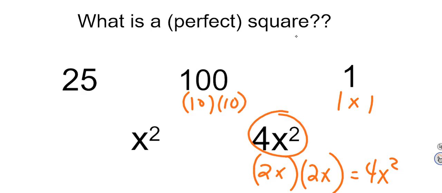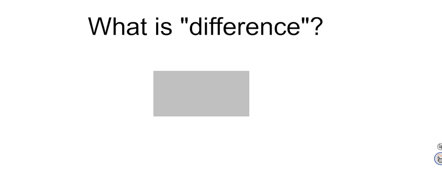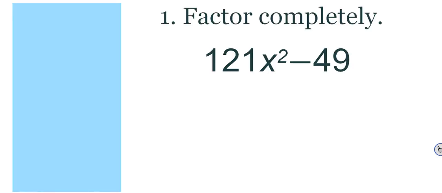All right, so now we know what they mean when they say the square part. And what is difference? It's just subtraction. It's just a minus sign. So let's go ahead and do these. Factor completely. So we have to double check. We've got a minus sign, so that's good. Let's look at 49. Is that a perfect square? It is, because 7 times 7.